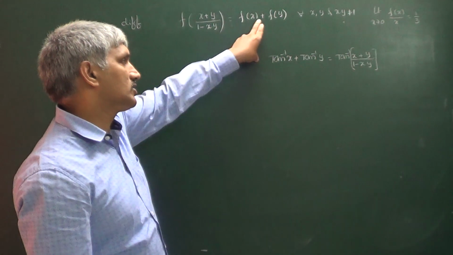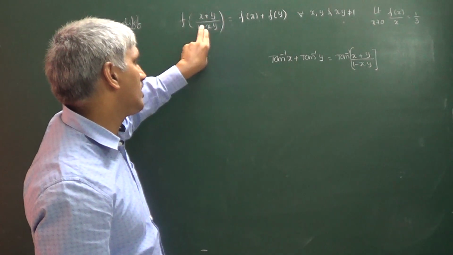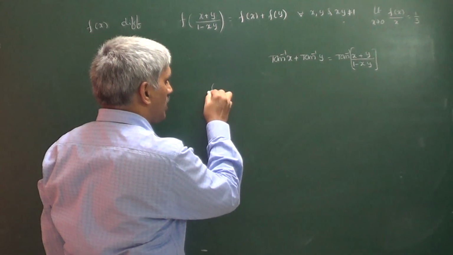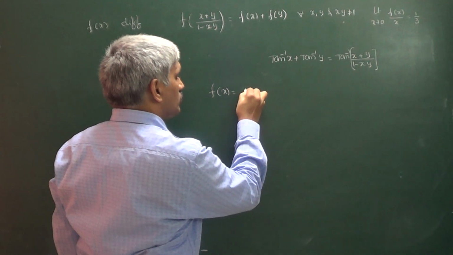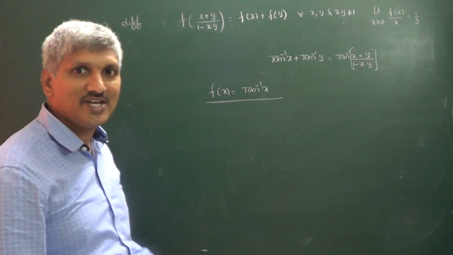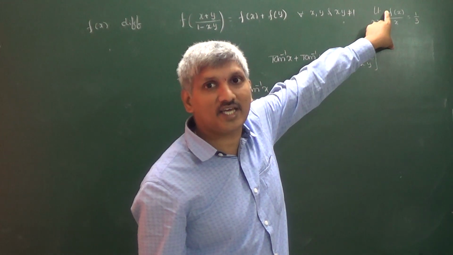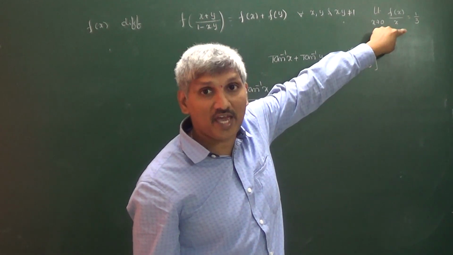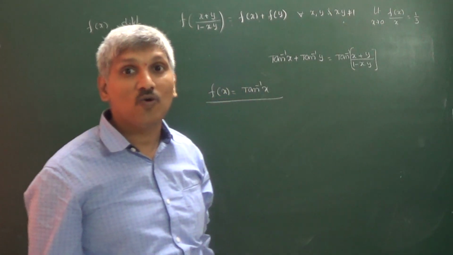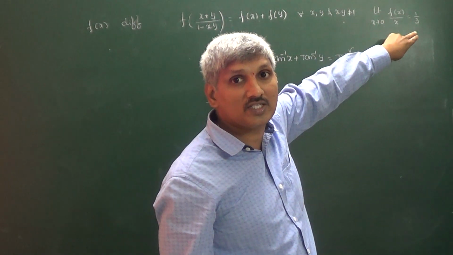Tan inverse x plus tan inverse y is equal to tan inverse of (x plus y) by (1 minus xy). That's why there is a chance of getting an idea that f of x is possibly tan inverse x. But you can observe here, if we take tan inverse x by x, when x tends to 0 you will get 1. But there the limit is given as 1 by 3. Limit x tends to 0, f of x by x is given as 1 by 3.